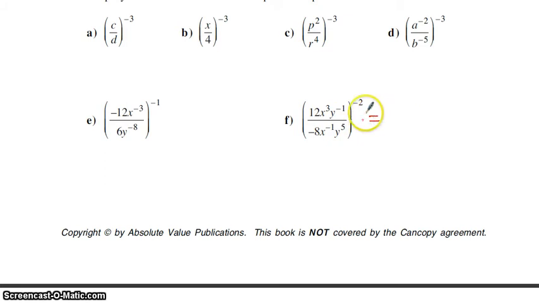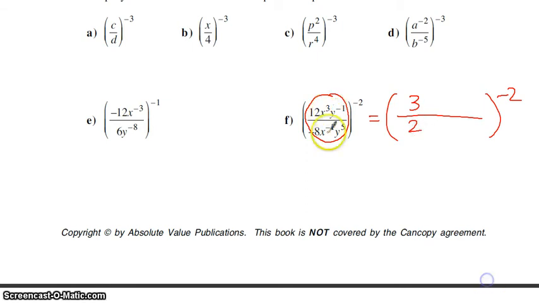So let's try simplifying the inside first. Let's try that way first. So I will leave the negative 2 on the outside. I'm not dealing with that negative for now. Let's work with the inside. 12 over 8, you divide by 4, so it is 3 over 2. Now, x3 divided by x negative 1. You can subtract them directly, right? x3 minus negative 1, minus becomes positive, becomes x4.